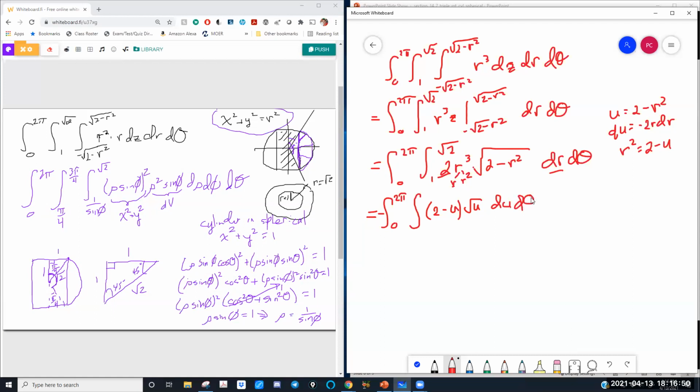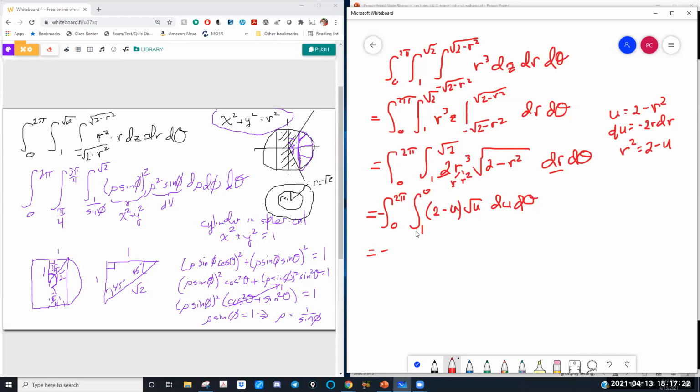du d theta. And our new limits on u: if r is 1, r squared is 1, 2 minus 1 is 1. So that actually stays the same. And then check out what happens with our upper limit. If we put in rad 2 squared, that is 2, and 2 minus 2 is 0. That's actually going to probably fix that negative sign. Actually, let's go ahead and finish this one. We're in good shape here.